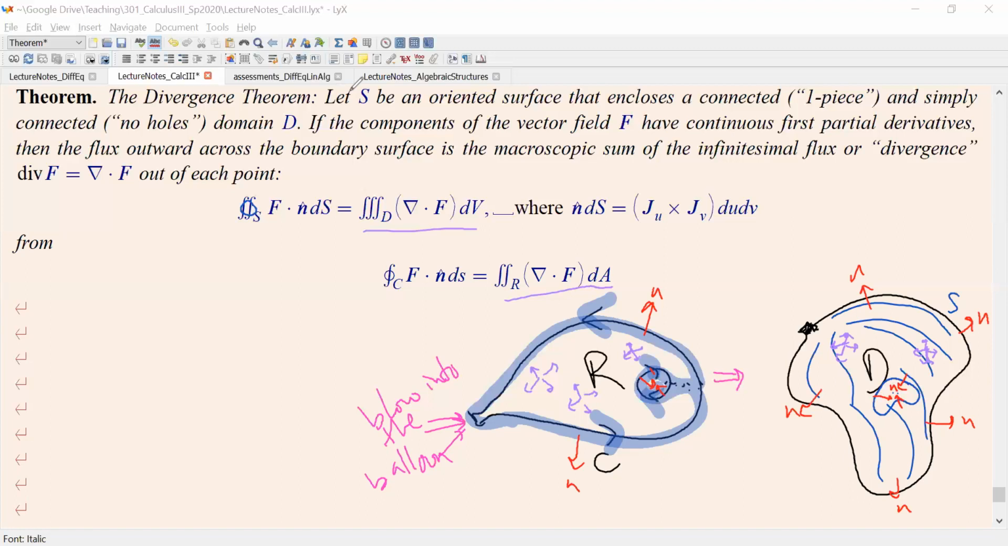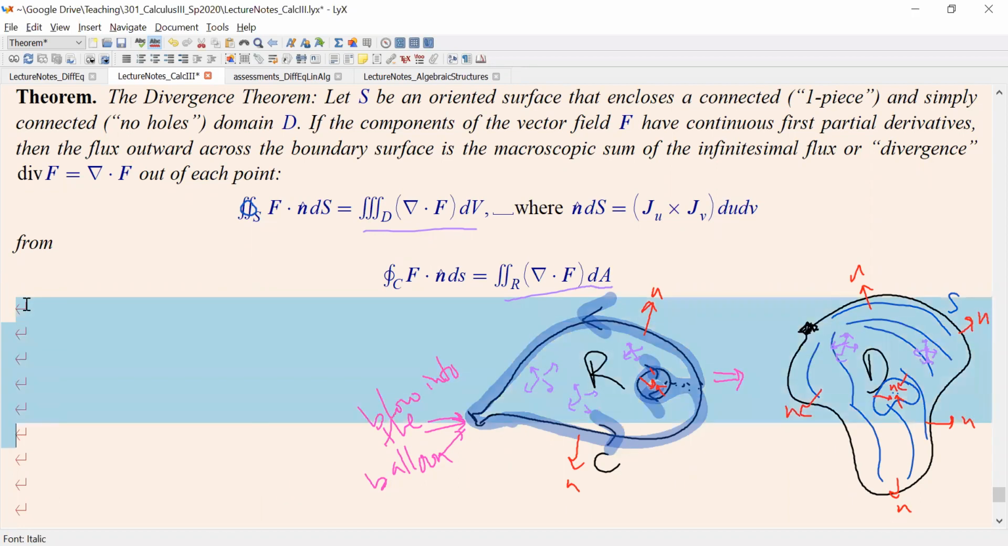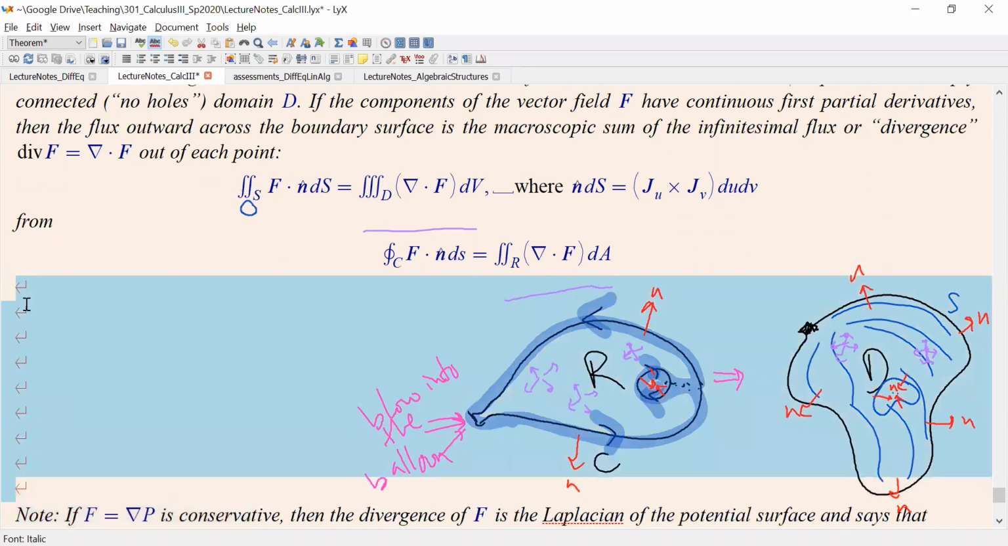Okay, so that here represents the 2 extensions of Green's theorem. I will say one more thing about the divergence theorem, an example to kind of see how these ideas are connected together. One is that if F is a conservative field, something interesting happens.